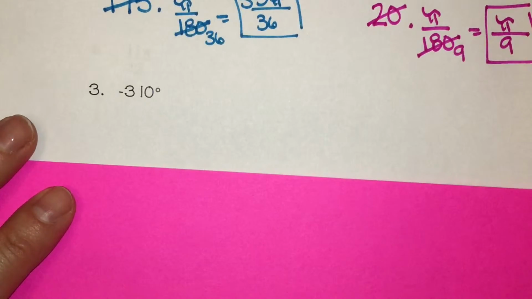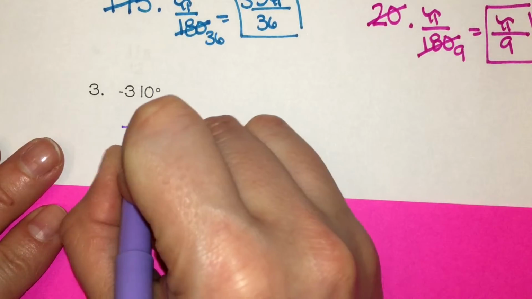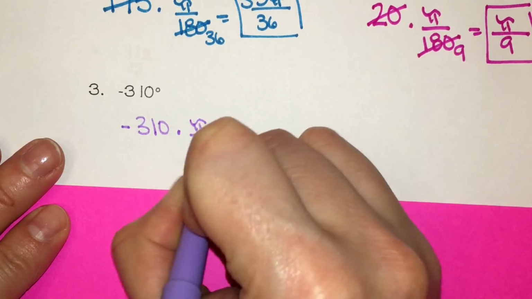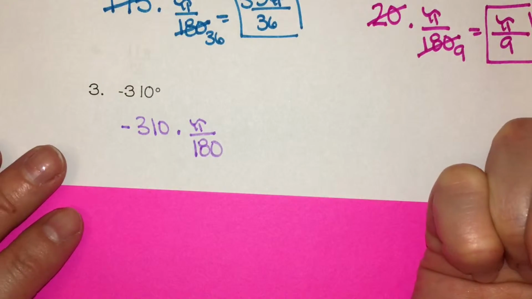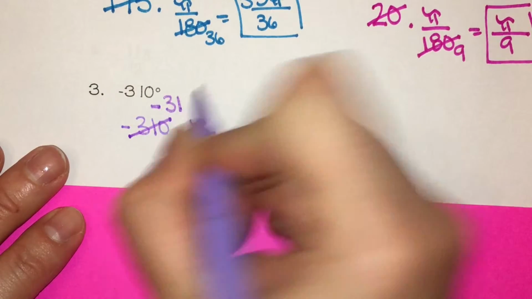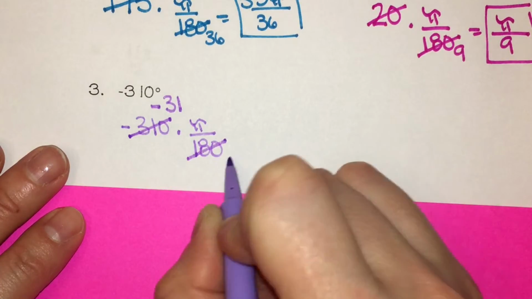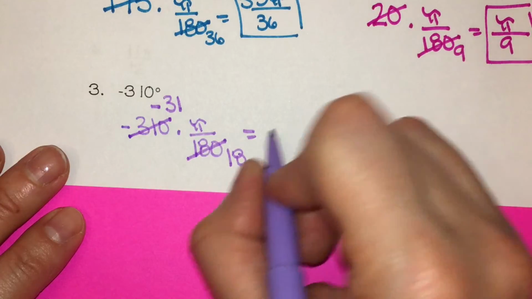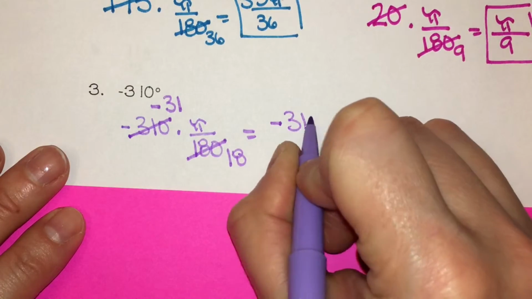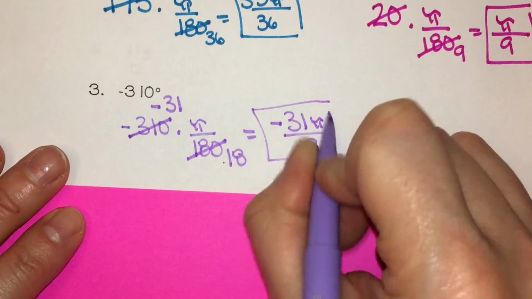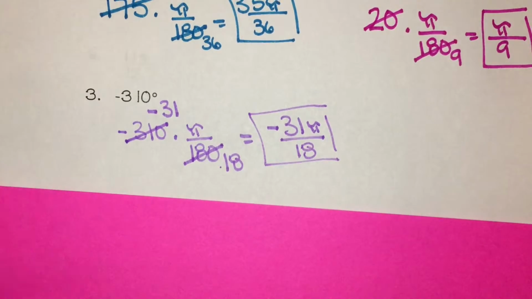Then we have negative 310 degrees. So negative 310 times pi over 180. I'm going to divide them both by 10. Negative 310 divided by 10 is negative 31. 180 divided by 10 is 18. So when I multiply across, negative 31 times pi is negative 31 pi over 18. Okay, so that was converting from degrees to radians.